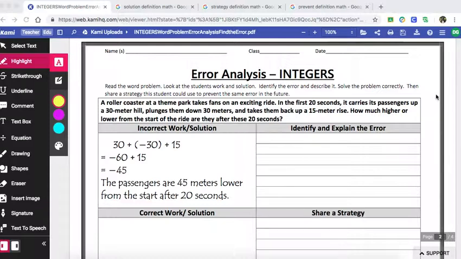So now I'll introduce the text in which I am reading. It's a worksheet from Exceeding the Core found on teacherspayteachers.com. This material addresses Common Core Standards 7 NSA 1, 7 NSA 2, and 7 NSA 3. So just at first glance, I see the largest words are error analysis integers.